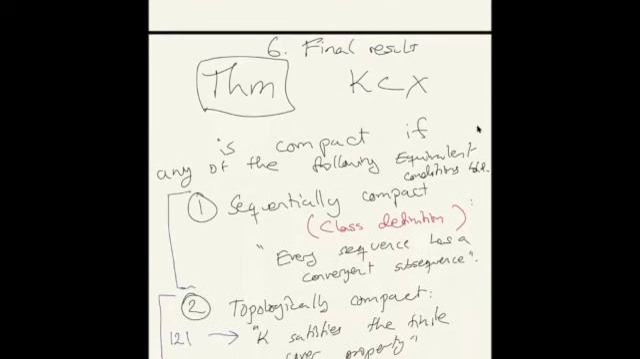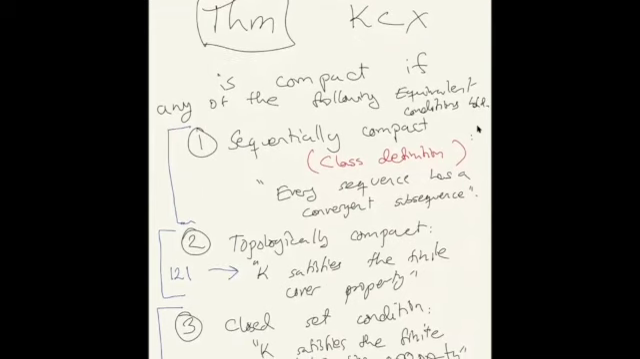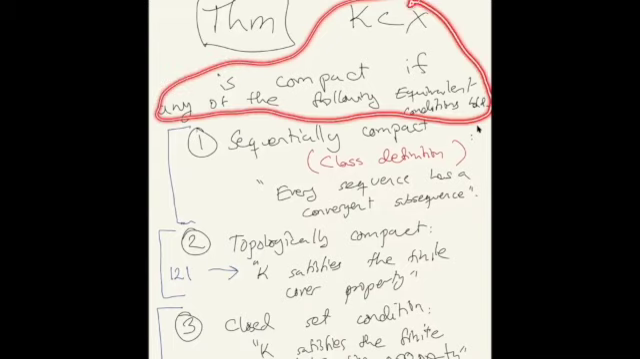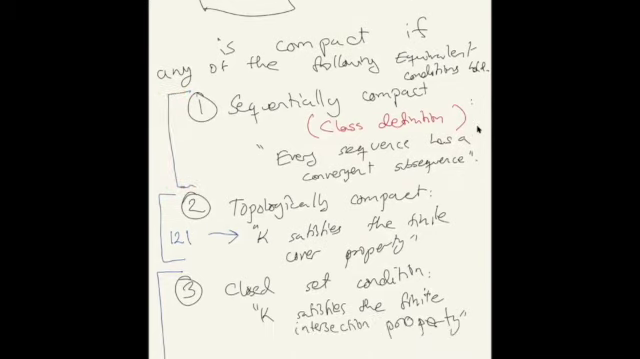So all this discussion, where is it going? Ultimately what we want to get is a theorem that says that a subset K is compact if and only if one of the following equivalent conditions holds. First, we have sequential compactness. This is our class definition: every sequence has a convergent subsequence. This is obviously an if and only if because it is the definition.